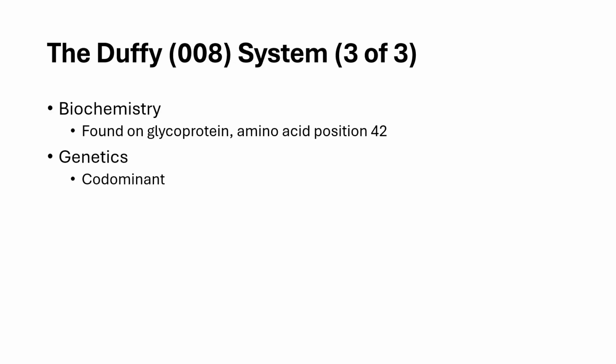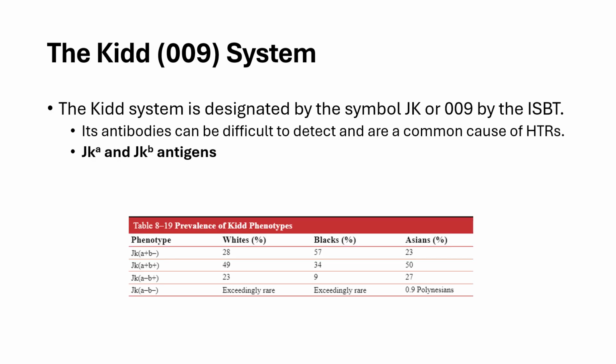if they are present. This results in the possible phenotypes of Duffy A positive, Duffy B negative, or Duffy A negative, Duffy B positive, or Duffy A and Duffy B positive, which means they would have heterozygous expression of both of those antigens, or Duffy A and B negative, so a null phenotype, which is often resistant to certain types of malaria. Then we move on to the Kidd blood group system.